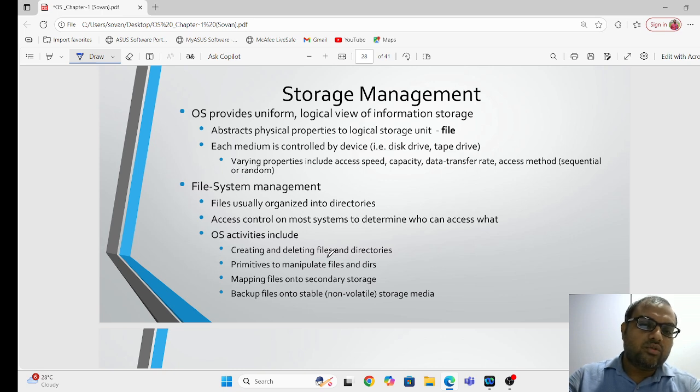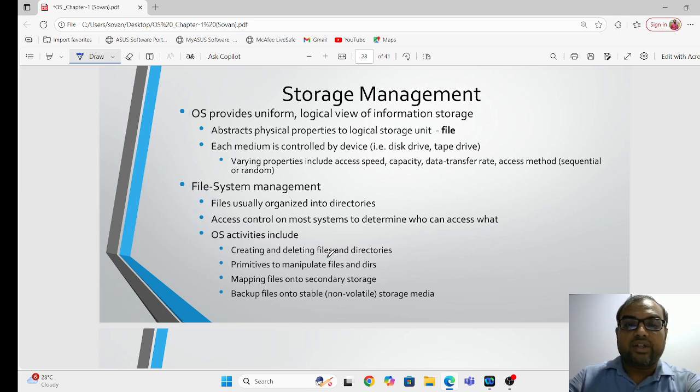Then the operating system activities required in file management systems are these: they can create or delete files. They can generate files as per their properties, or delete them. In the same way, they can create or delete directories. They also manipulate the files and directories, and map the files onto secondary storage, because the data is stored in secondary storage, so they can map it.